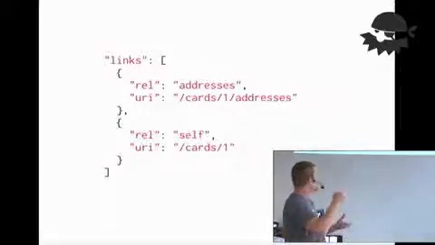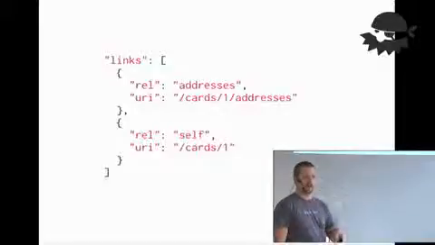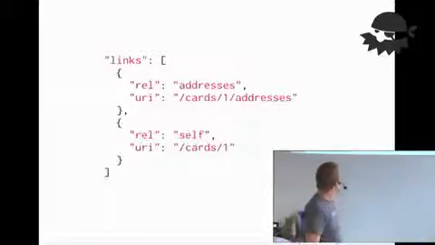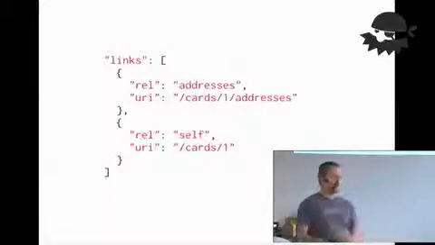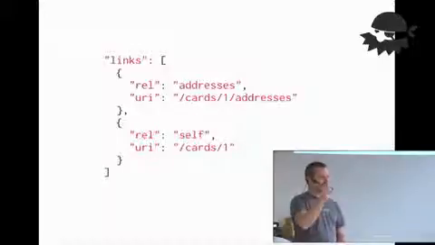It would have links to the other behaviors that you can get that are relative to this thing. So for example, there might be a relationship that says if I want to get all of the addresses for a particular card, like street addresses, that is actually right there in the document.